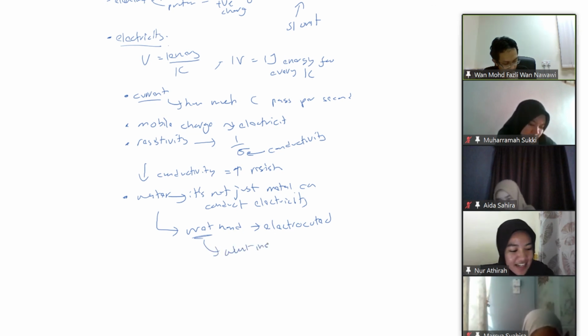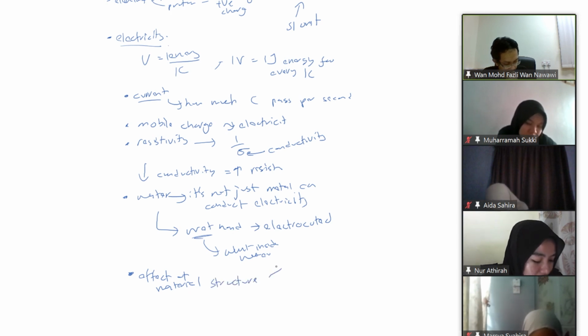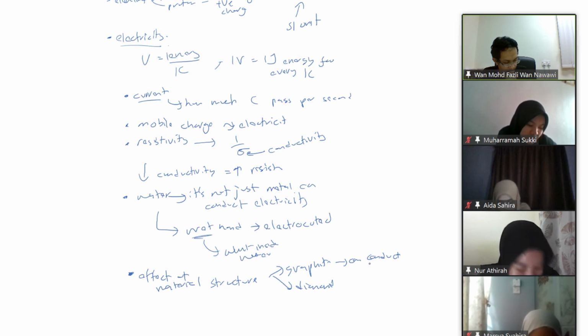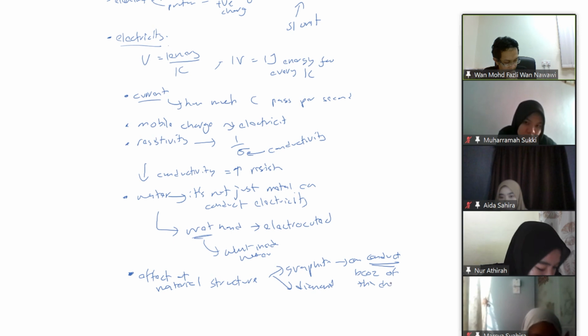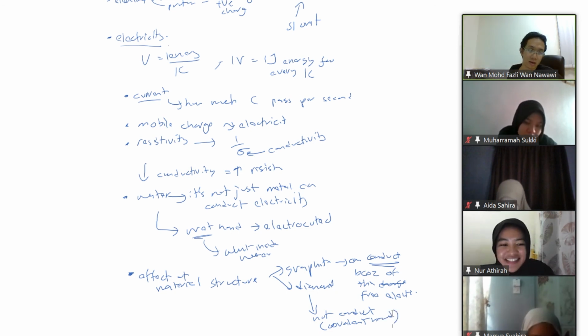Lastly, about the effect of material structure, like graphite and diamond. Both are made from carbon, but only graphite can conduct electricity, because of the structure. Even though diamond is also made from pure carbon, because of the different structure, which is the carbon tightly covalently bonded in such a way, no free electron is possible to move. Okay, thank you, Atira.